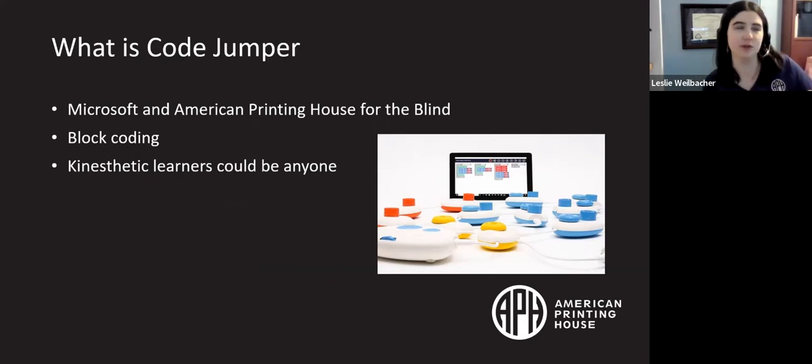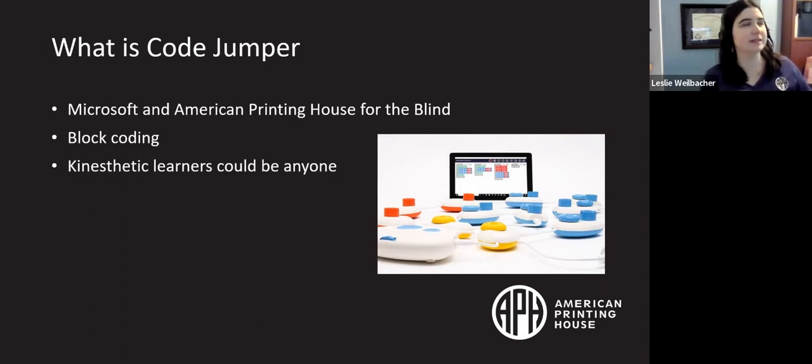So what is CodeJumper? This was a collaboration between Microsoft and the American Printing House for the Blind. It is block coding, which we will dive into more, but it's a tangible block coding. It is physical components that also then show up on the screen. So we get a bridge for the very needed tactile elements. That's a great teaching tool for our students, but they get that bridge to the screen of where a lot of that coding really happens.